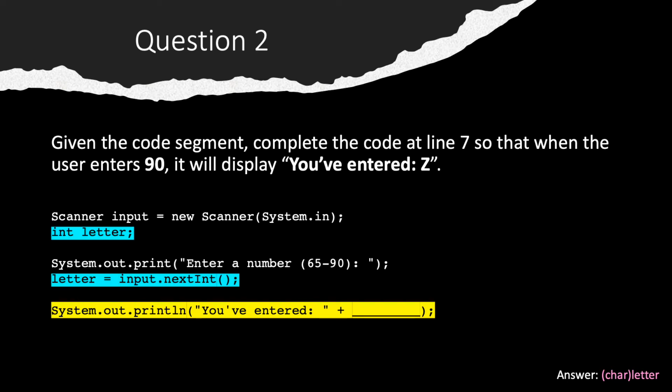If you look at the code, we ask the user to enter a number which is of type int, but we want to display the character or letter as the output. Because we take in an int, we use input.nextInt() and keep the value in the variable called letter. To convert an int into a char type, we have to use casting. We need to cast our int to char. So we should write char in parentheses, then the variable, which is letter. If we run this code, it will display the letter Z when the user enters the number 90.